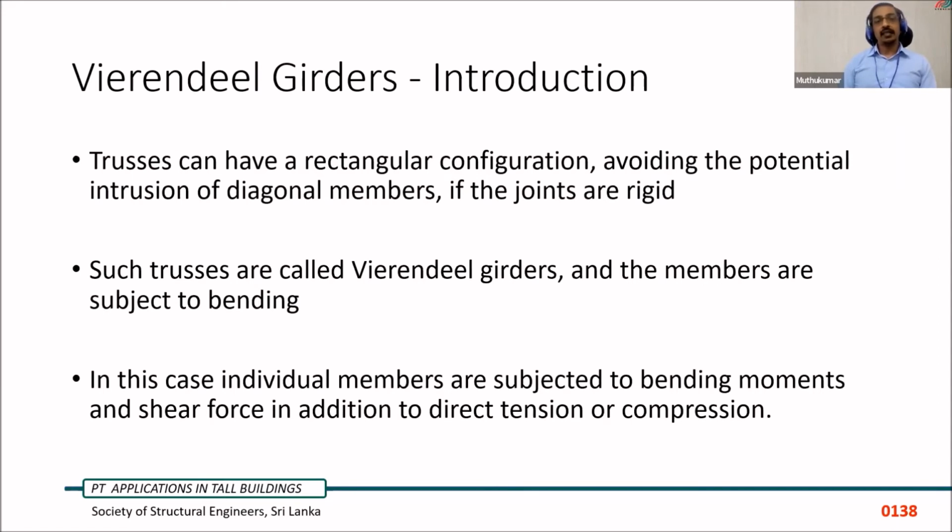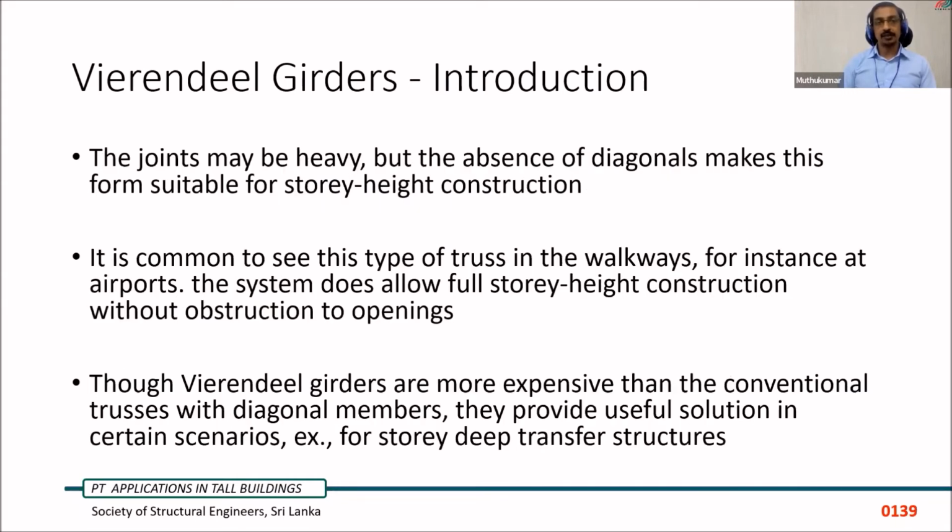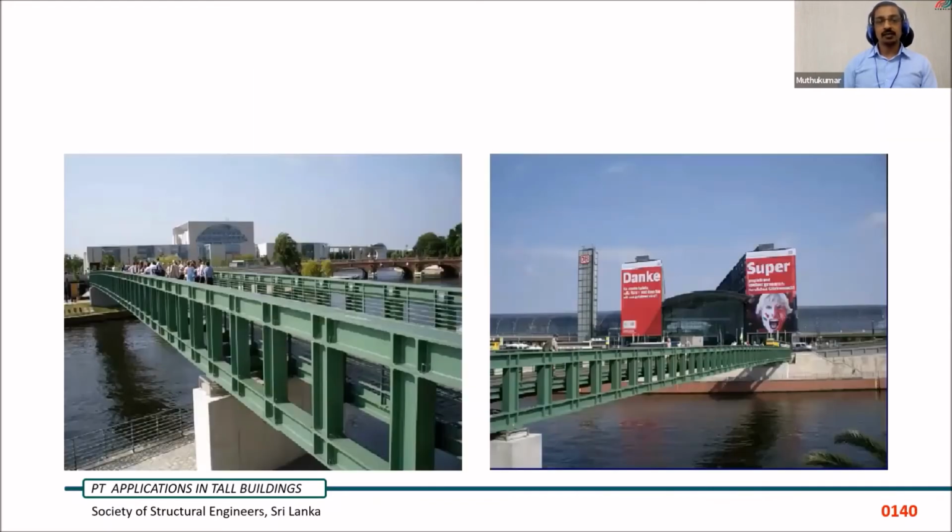This will finally have a rectangular configuration, and this avoids the intrusion of diagonal members. In this case, there will also be bending as well as shear force in addition to direct tension and compression in the verticals as well as horizontal members. The joints will be heavy, but the absence of diagonals will make it more user friendly in buildings. We can commonly see this in walkways.